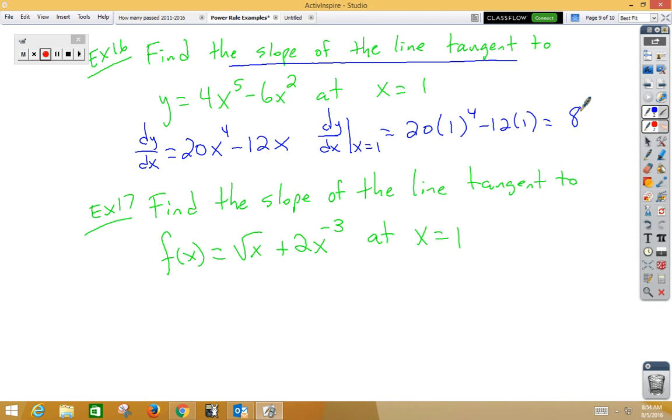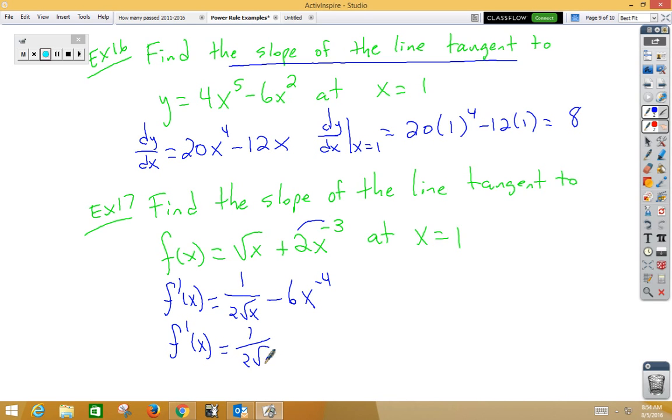Going again with that, slightly different, we again have f prime of x. Here's our root function again, 1 over 2 root x. Then we can go minus 6x to the negative 4, because 2 times negative 3 is negative 6. I would bring that to the bottom of a fraction, because when I plug in, that would make things easier for me. So 1 over 2 root x minus 6 over x to the fourth power.